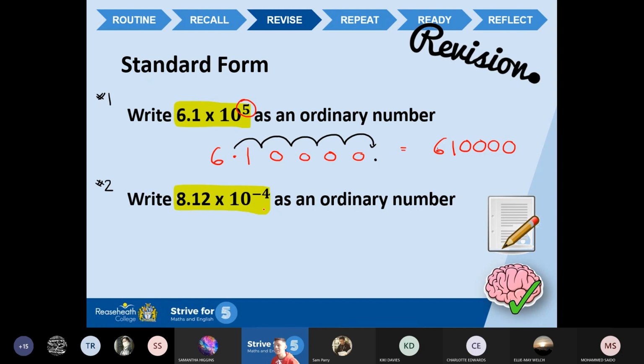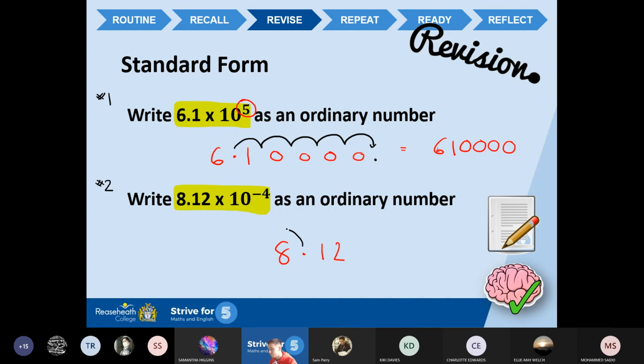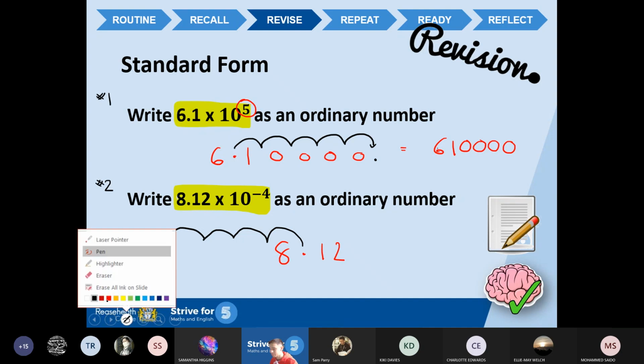8.12 times 10 to the power of minus 4. So what I'm going to do is write down 8.12. Now, what does this mean? The minus 4 means the number's going to get smaller. So instead of the decimal point moving to the right, it's going to move to the left, okay? And it's not moving to the left 5 times this time. It's going to be 4 times. You ready? 1, 2, 3, 4. There's my new decimal point place.